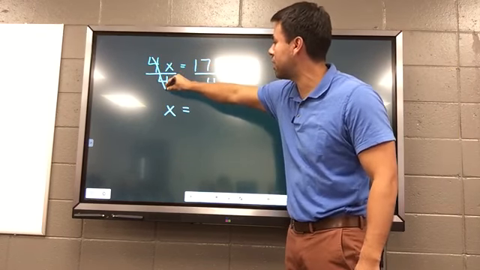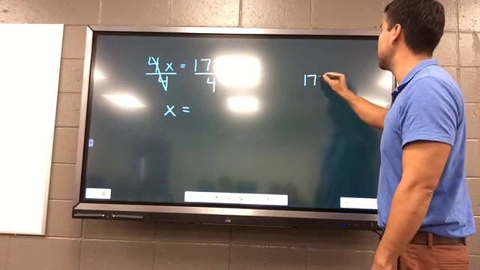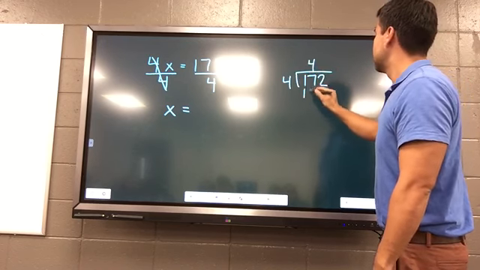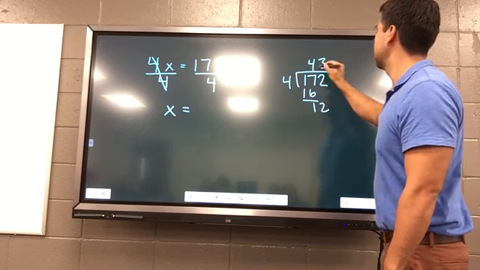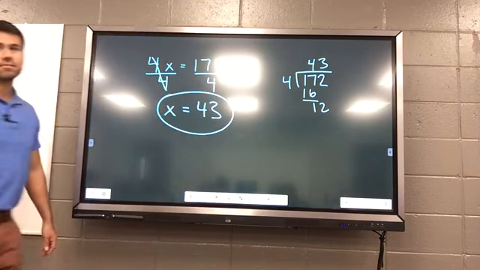4 over 4 is equal to 1. 1 times x is x. We're good. Now it's 172 divided by 4. And what's that? 43. X equals 43, or does it?